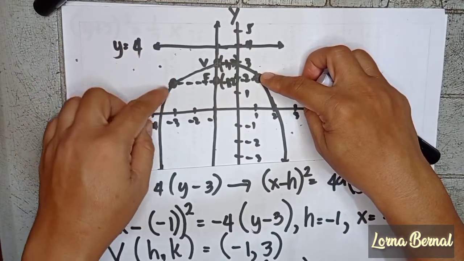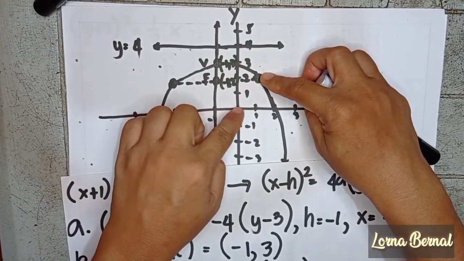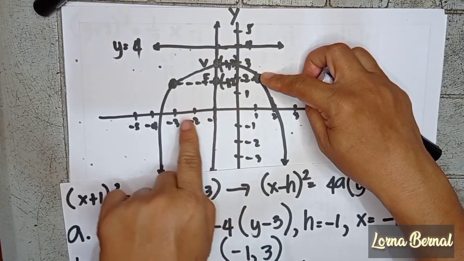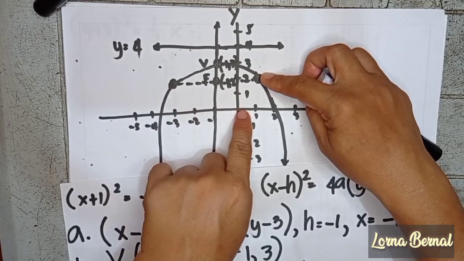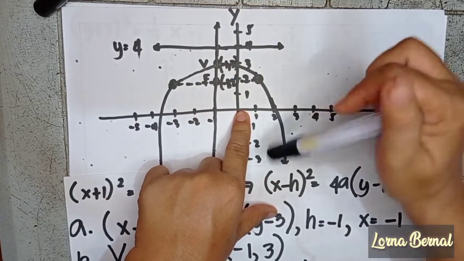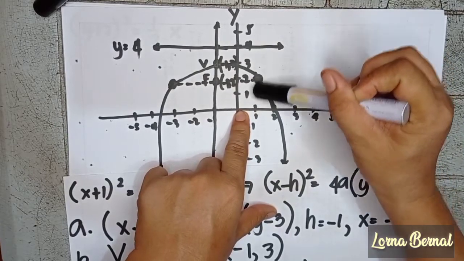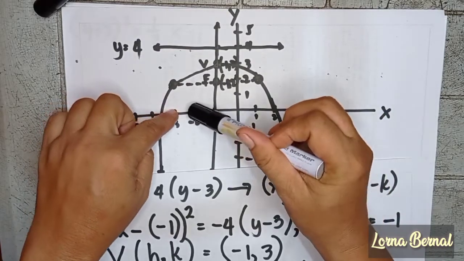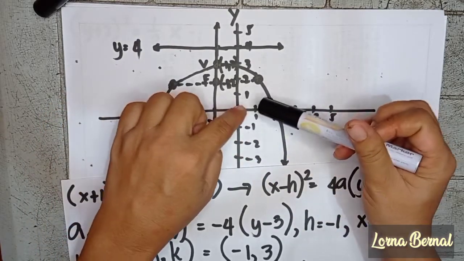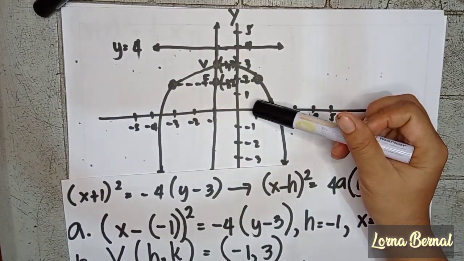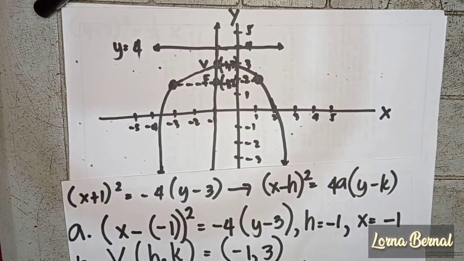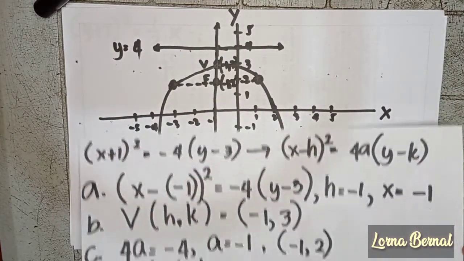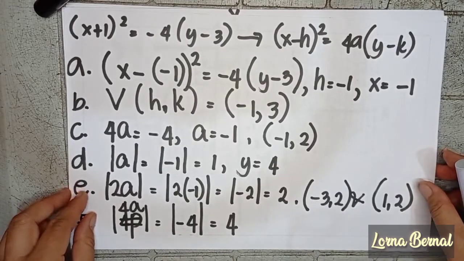So we have there 1, 2, 3, and now 1, 2, 3, 4. Okay, there you have it. So that's the end of the focal width. So from here, 1, 2, 3, 4. Okay, that's now the length of the focal width. So that is for our example number 1.